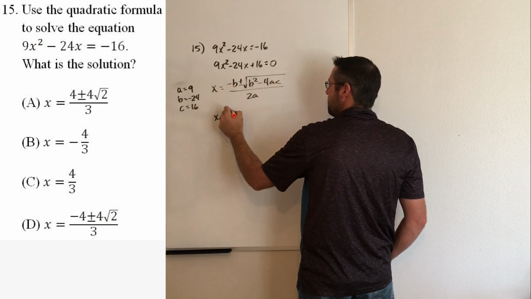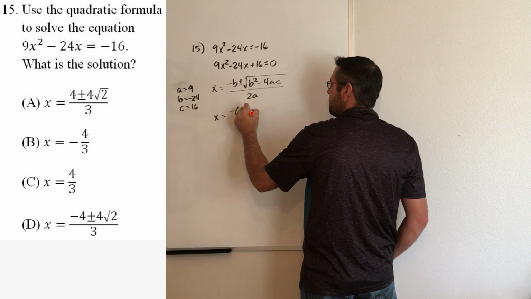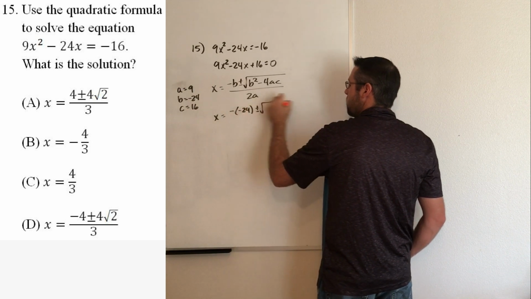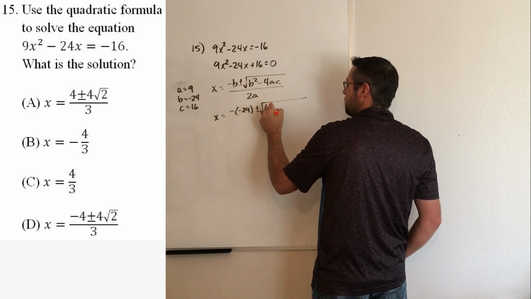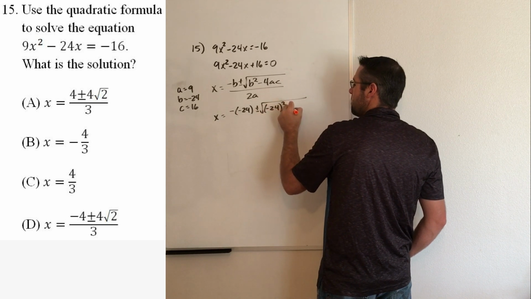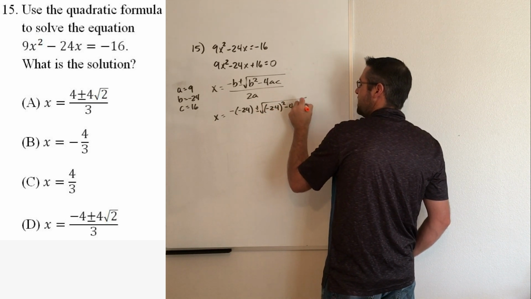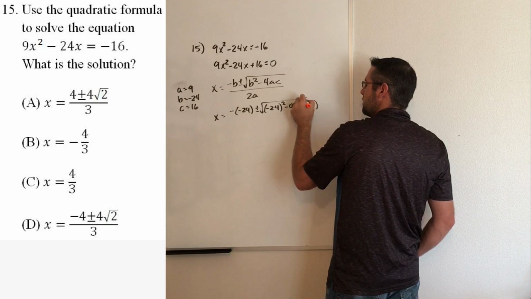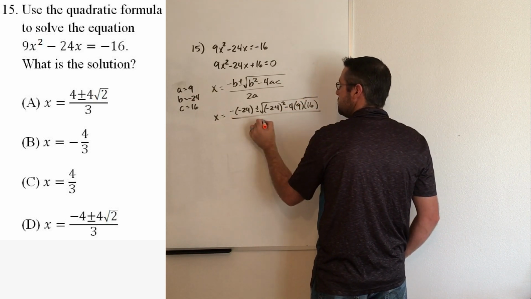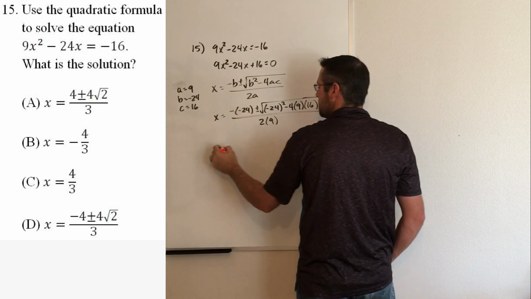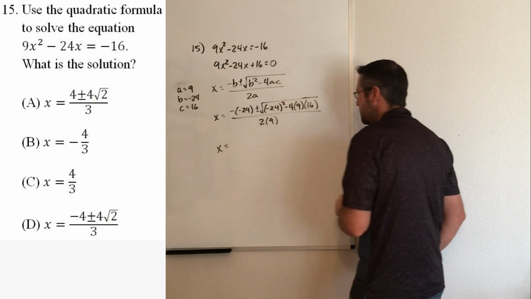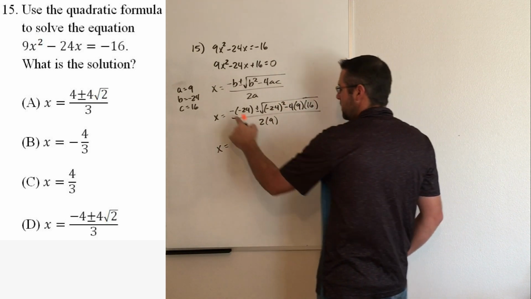So negative b, that'd be negative 24, plus or minus the square root of b squared, so that'd be negative 24 squared, minus 4 times 9 times 16, and that would be all over 2 times 9. Now from here, I think we have some calculator work to do.